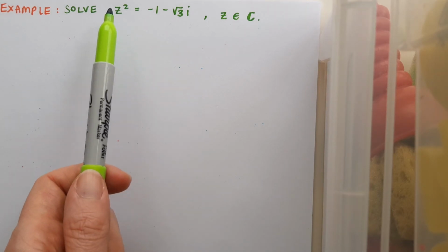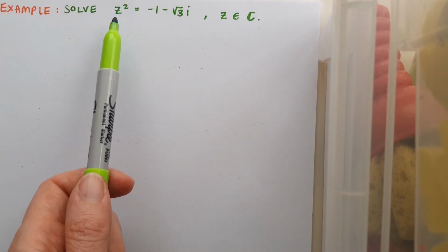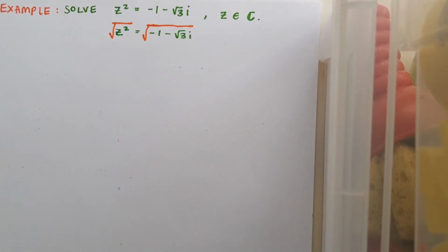So if we're trying to figure out z, we're going to have to figure out the square root of both sides. And of course, as we saw in our last example, a square root is the same as a power of 1/2. So we could rewrite this as -1 minus root 3i to the power of a half.